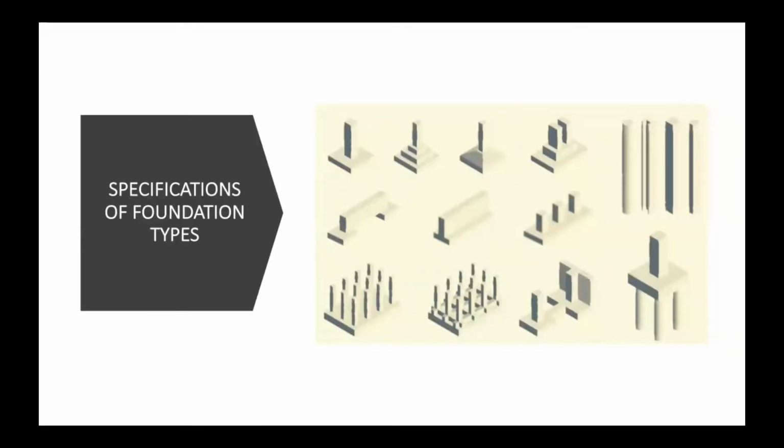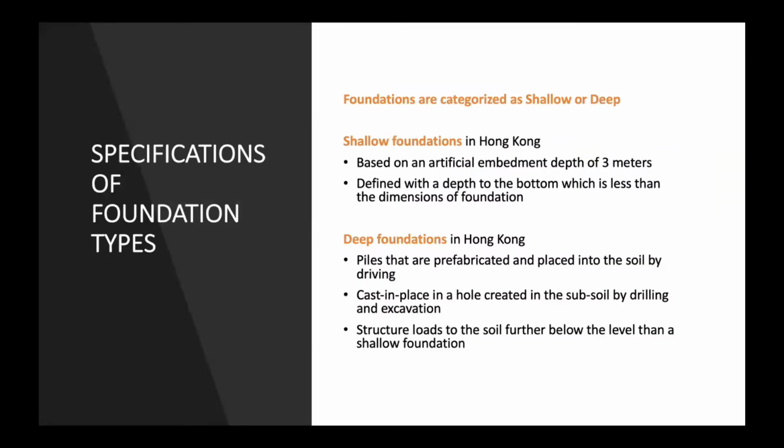For the specification of foundation types, foundations are categorized as shallow and deep. Shallow foundation in Hong Kong is based on an artificial embedded depth of 3 meters. The deep foundation in Hong Kong is usually conducted with piles that are placed into the soil by driving in, or in a hole created in the subsoil by drilling and excavation. Shallow foundations transfer the structural load to the soil level below.